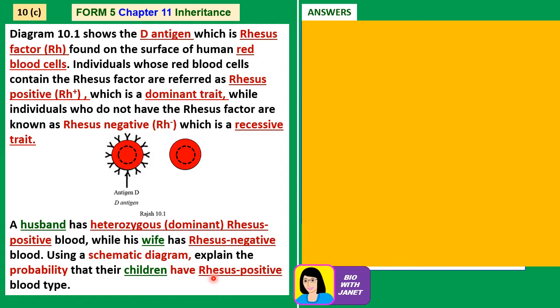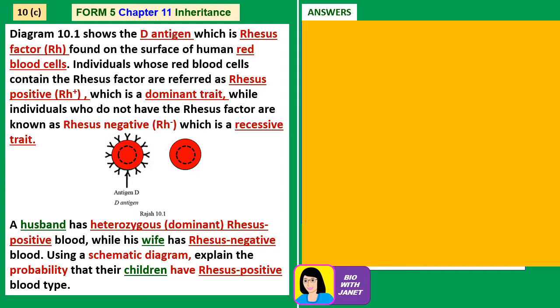Draw the schematic diagram. Now underline here your task word: to use a schematic diagram and explain the probability. So explaining means you draw the genetic diagram, and after that you have to explain in words how you get the probability that their children will have rhesus positive blood type. How do you find out? How do you determine that? All right, so pause the video a while and try and answer the question yourself.